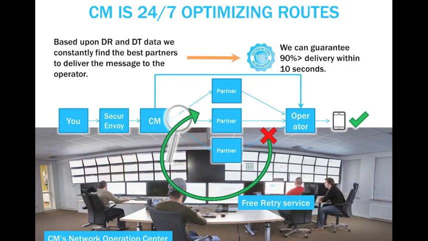Based upon those delivery rates and delivery times, we constantly try to find the best and most optimum routes to deliver messages. And we say we can deliver 90% or more within 10 seconds. It's a promise we make based upon our systems.